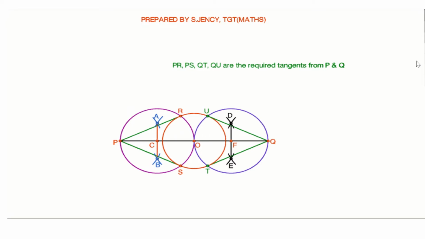Now this is our third question. Draw a circle of radius 3 cm. Take 2 points P and Q on one of its extended diameter, each at a distance of 7 cm from its center. Draw tangents to the circle from these 2 points P and Q.